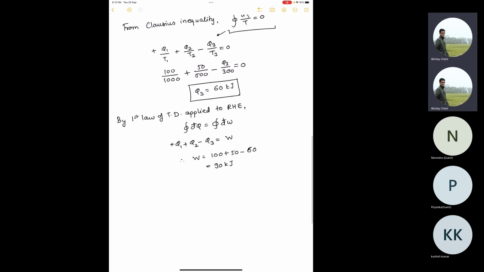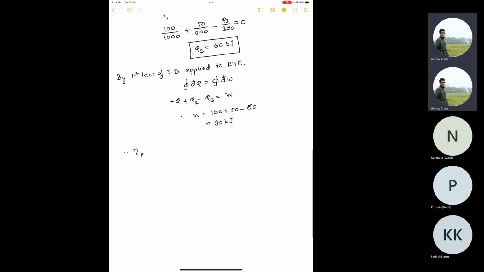150 minus 60, 90. Now you can calculate the efficiency of this reversible heat engine, which will be W by the heat supplied, which is Q1 plus Q2. Q3 is heat rejected. So it is essentially 90 by 100 plus 50. So it is 9 by 15. So it is 3 by 5. It is 0.6. So it's 60% basically. Let me just check the answer if I'm not making any mistake. Yes, the efficiency is 60%. So this is your answer.